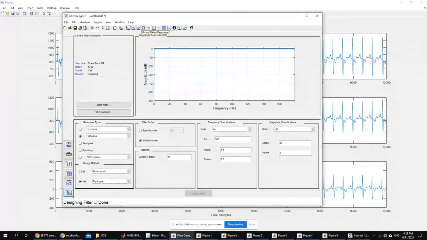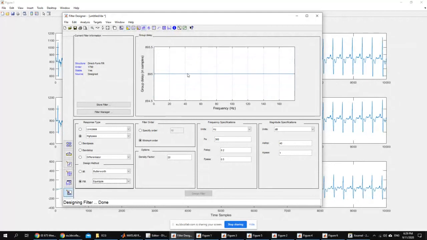There's something called a group delay here. Group delay is basically something that looks like this. This is a group delay. There's a constant group delay, meaning that the output at a certain point will be 895 points behind the input signal.